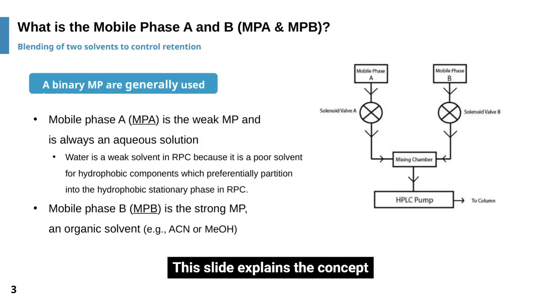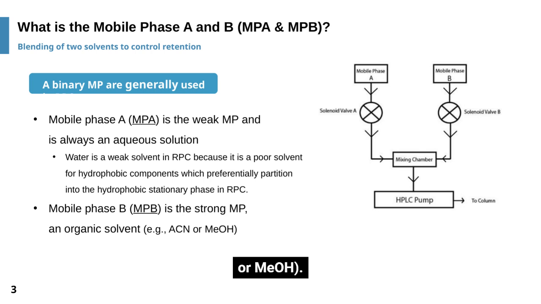This slide explains the concept of mobile phase A and B, MPA and MPB, where blending two solvents controls retention. A binary MP is generally used in RPC. Mobile phase A, MPA, is the weak MP and is always an aqueous solution. Water is a weak solvent in RPC. Mobile phase B, MPB, is the strong MP and organic solvent, e.g., ACN or MeOH.